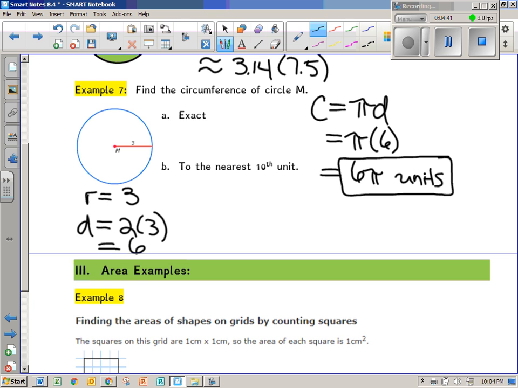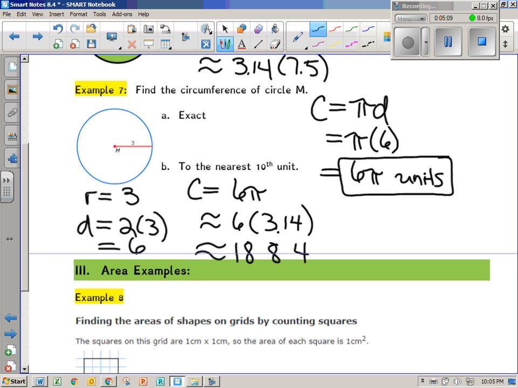So if that's what it is exactly, 6 pi, then approximately it's 6 times 3.14. So we need to multiply. Don't forget to use your approximation symbol. So let's see, 6 times 4 is 24. Carry the 2, 6, 7, 8. 6 times 3 is 18. You have to move the decimal over twice.